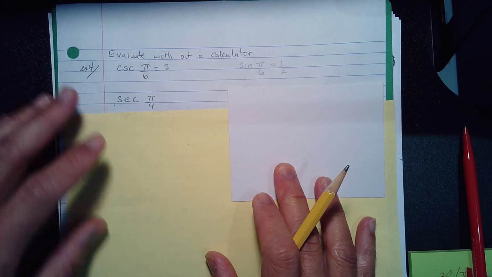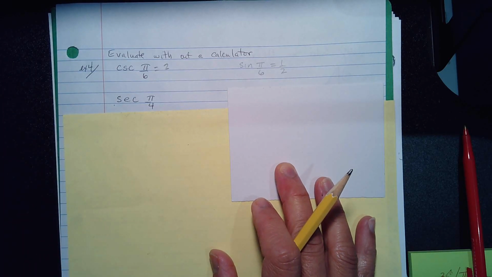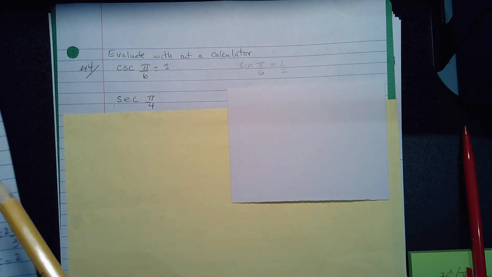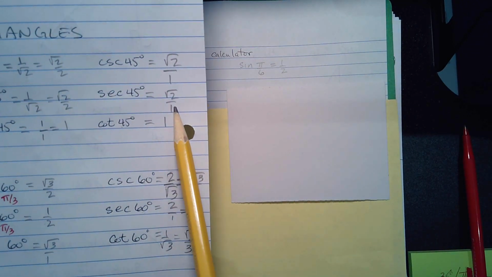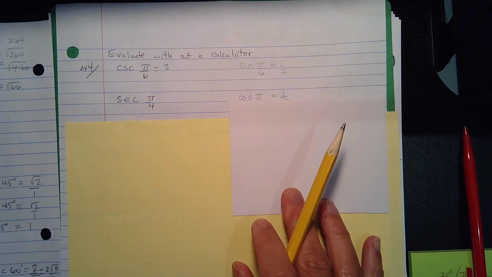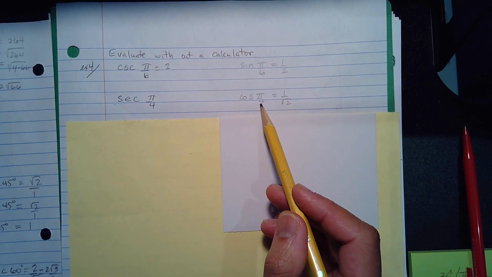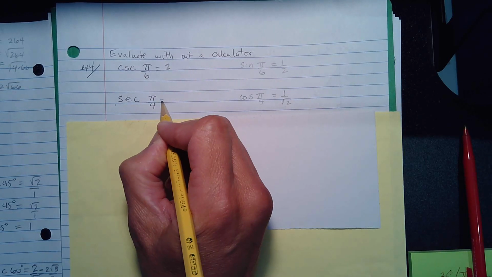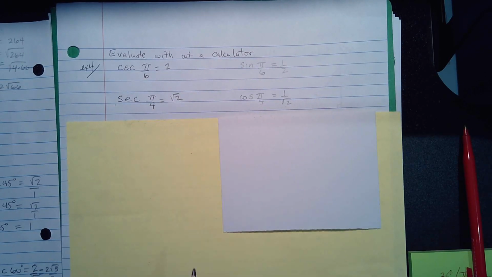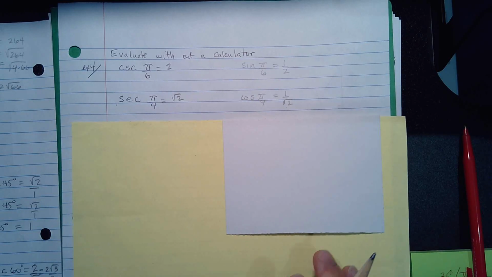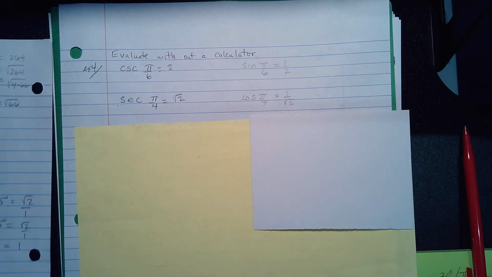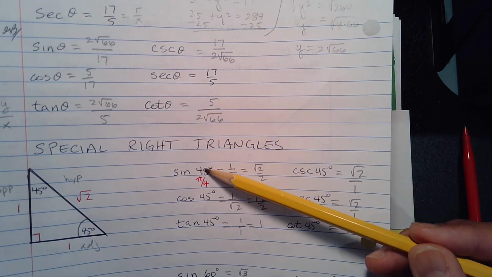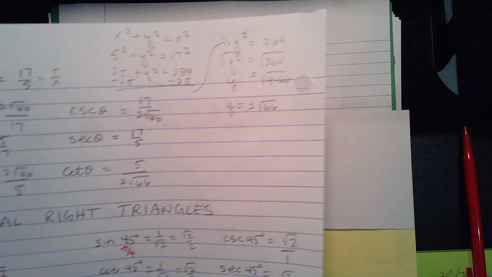Let's look at secant pi over 4. Well, pi over 4, that's the 45 degree. So secant is radical 2. But I know cosine pi over 4 is 1 over radical 2. If that's 1 over radical 2, I know this is just the reciprocal. Okay? So, again, understand how to interchange degrees and radians, because you're going to do it often with this chapter.